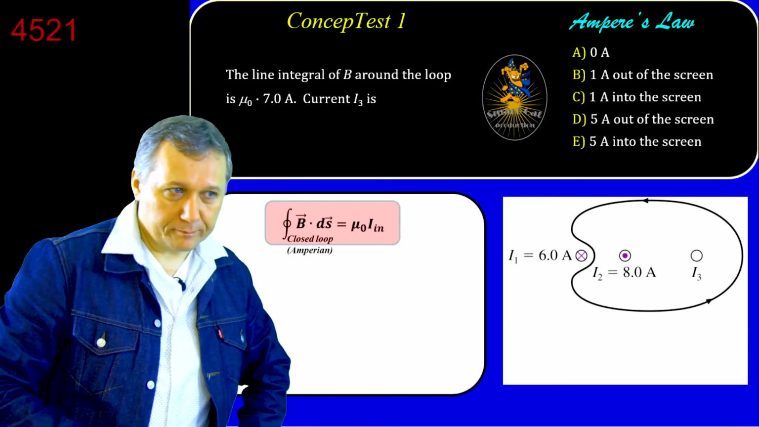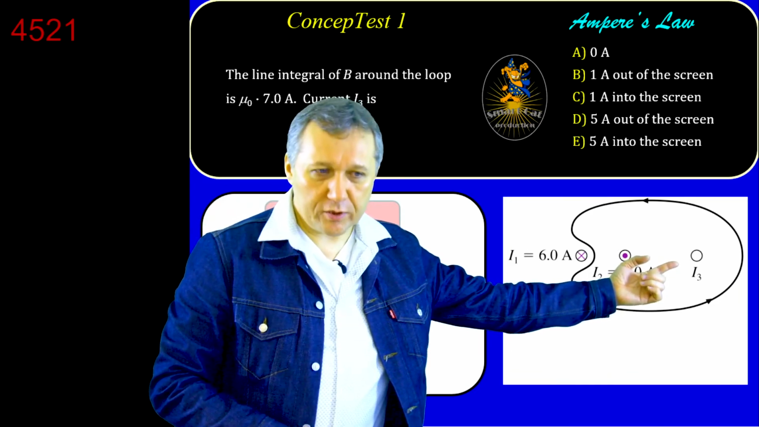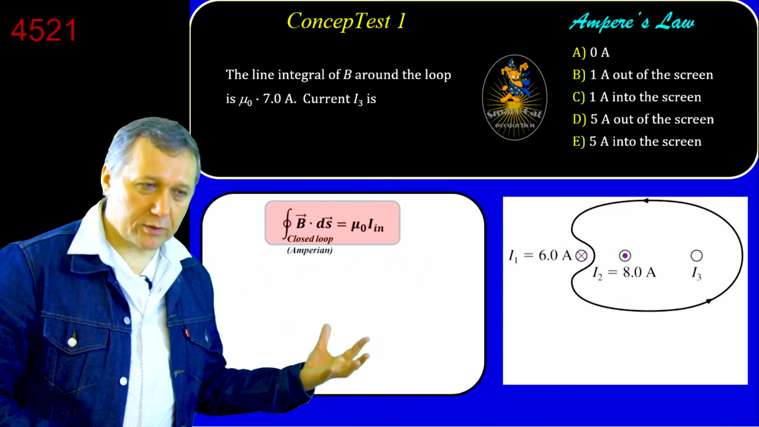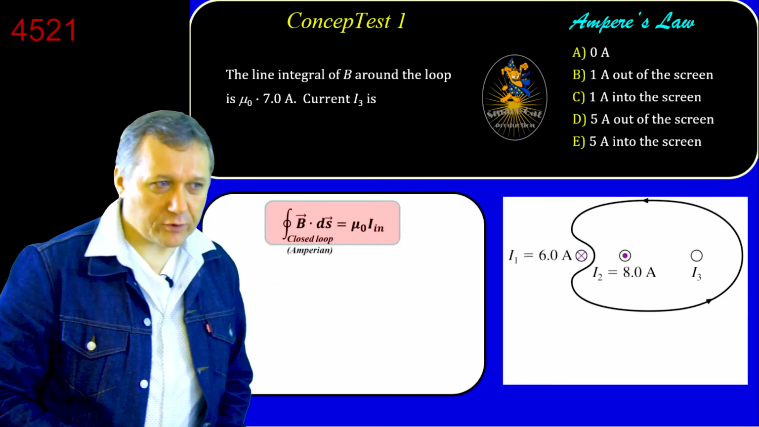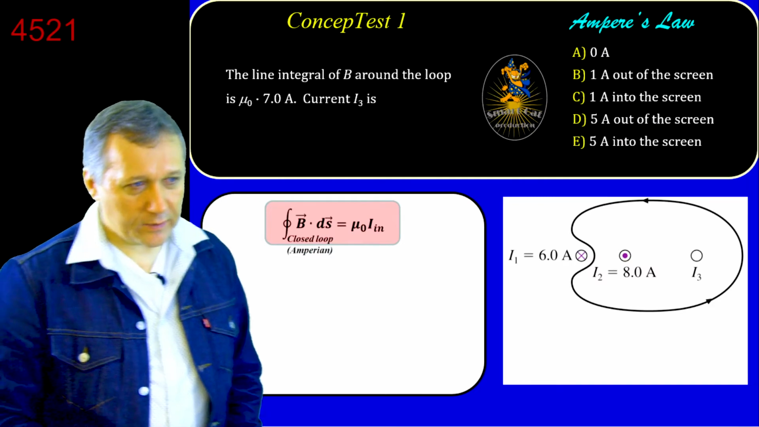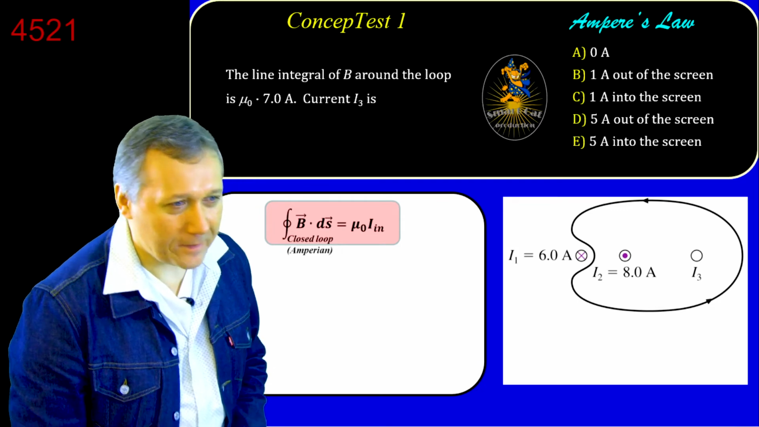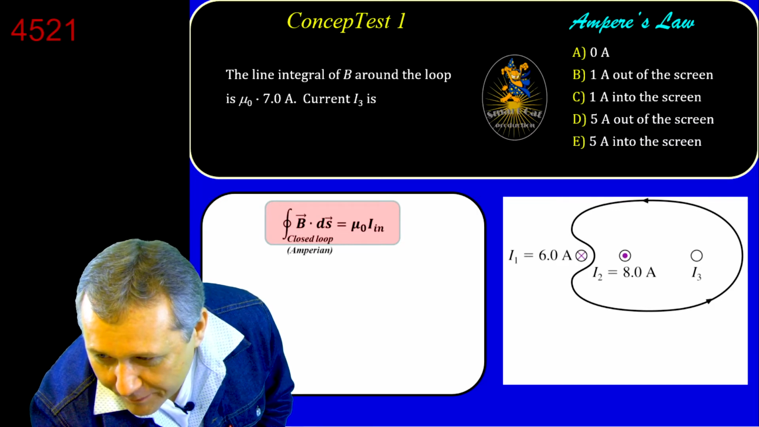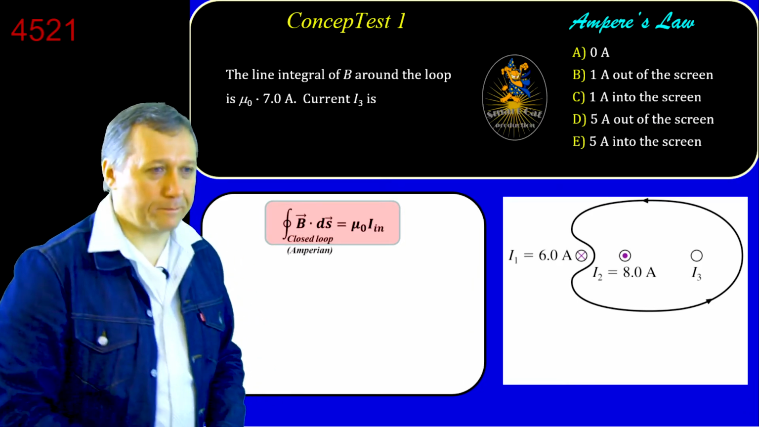So can you, using this information, get all information about that current I3? Basically, can you tell what's the value of that current and what's the direction? Is it flowing in or out? You see 5 options. Give it a try, and then I will explain how it should be done if you don't succeed in getting the correct answer. The poll is in the chat. Poll number 1, concept test 1.